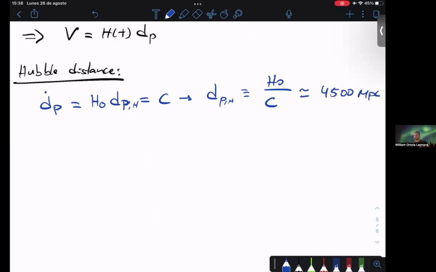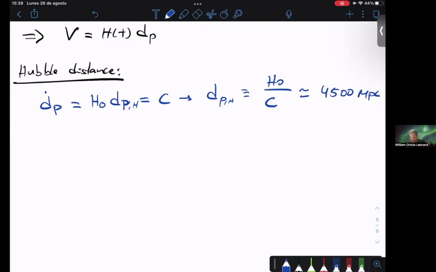Once again, because this might be a difficult concept, it is just simply a distance that we define through the fact that if we observe a galaxy that is moving with a recession speed, so basically it's moving away from us at a speed equal to the speed of light, then this is the distance that we define as the Hubble distance, and it is given by 4,500 megaparsecs or so.